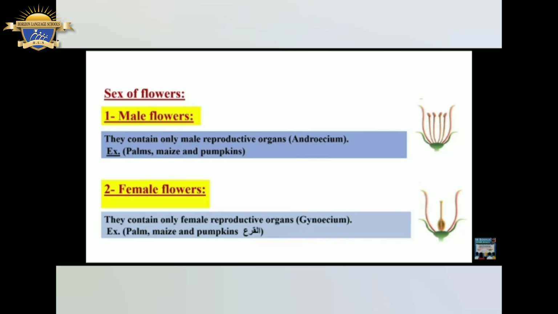Number 2. Female flowers. They contain only female reproductive organs, the gynoecium. Example: palm, maize, and pumpkins. As we see in the image, the flower only contains female reproductive organs. As we see, palm, maize, and pumpkins contain male flowers and female flowers.